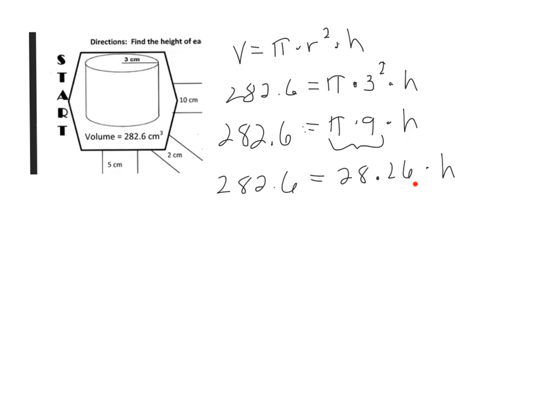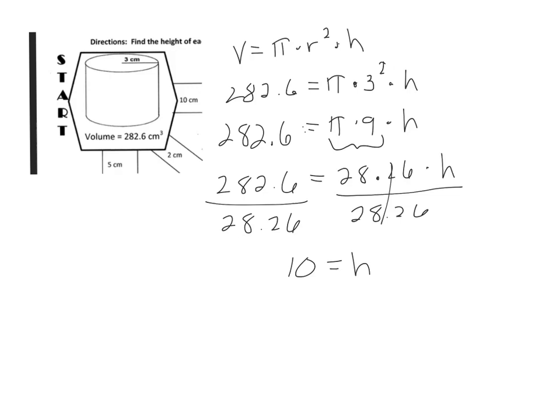And now, to get this h by itself, to get this isolated, we have to get rid of this. And we're going to do that by using the inverse. So what's the inverse of multiplying by 28.26? That's right, it's dividing by 28.26. So this is going to cancel. It's going to leave me with h. And then I've got 282.6 divided by 28.26 gives me 10. And so my height is going to be 10 centimeters. And that's how you do the first one.